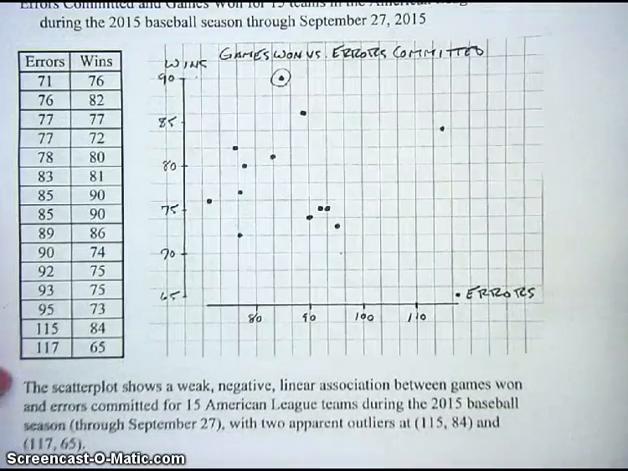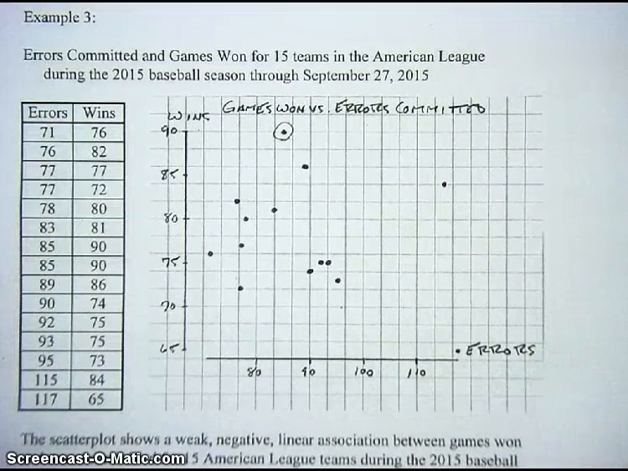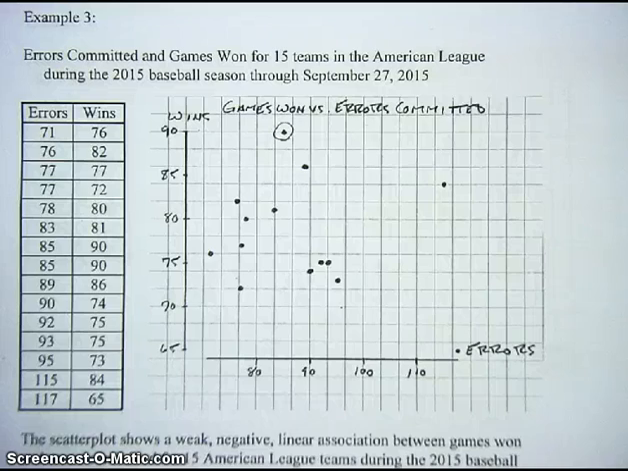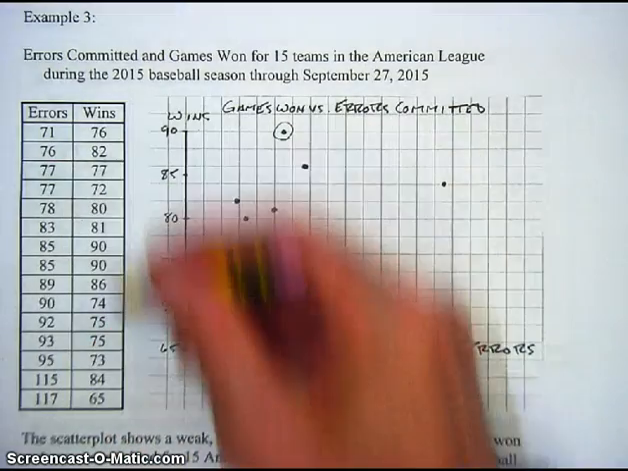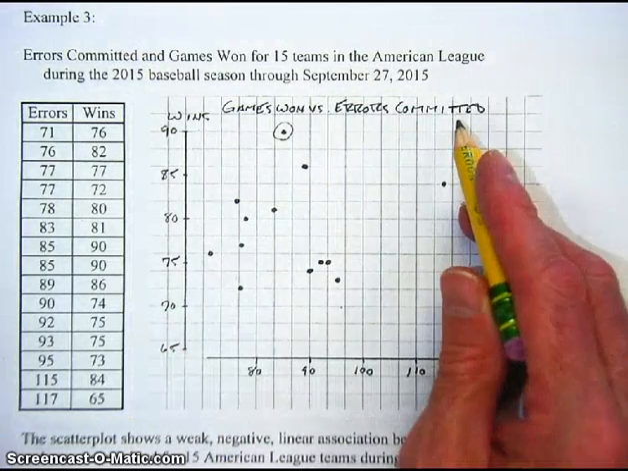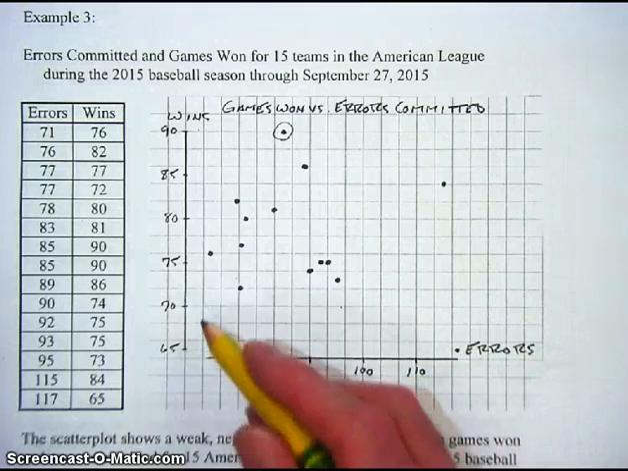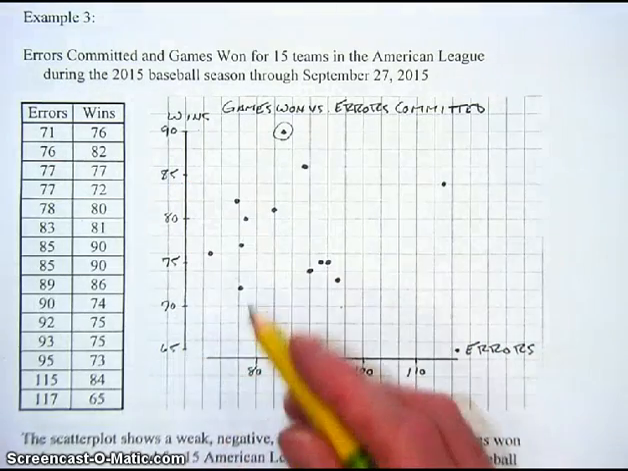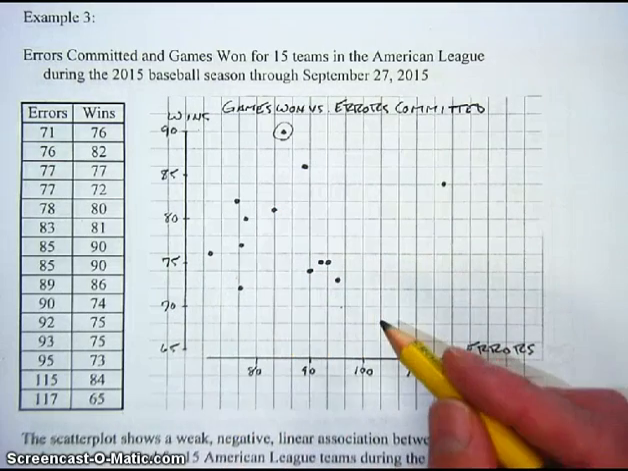And here's the third example. Here we've got errors committed and games won for 15 teams in the American League during the 2015 baseball season through September 27, 2015. Here I've got errors for the 15 teams and wins for the 15 teams. My scatter plot has a title, games won versus errors committed. I put errors on the horizontal axis, and I put wins on the vertical axis. And then I have my scatter plot for the 15 teams.